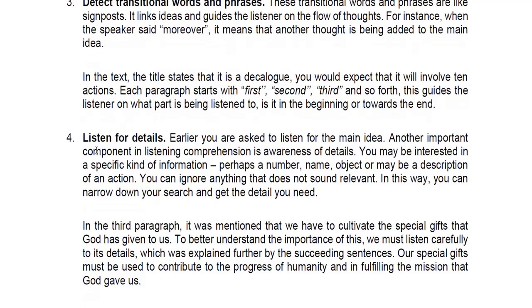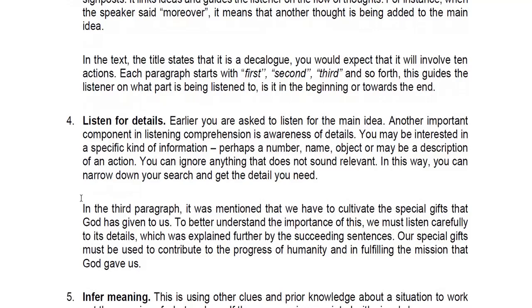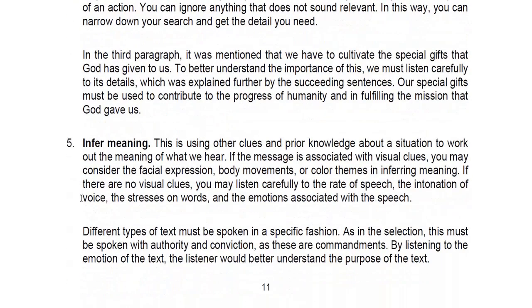Next, listen for details. You need to listen for the important details. If the detail is not that important, maybe do not focus on that. Listen to the important one. And number 5, infer meaning.